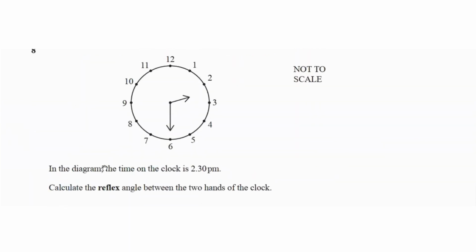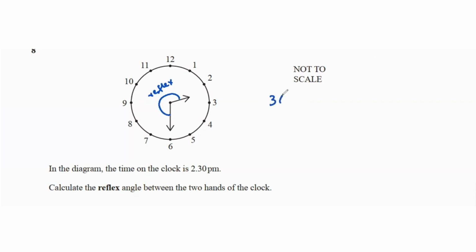Question 8 says, in the diagram, the time on the clock is 2:30 p.m. Calculate the reflex angle between the two hands of the clock. Reflex angle is this angle. So what we're going to do is, we know that a full circle is 360 degrees, and there are 12 big units in the circle.